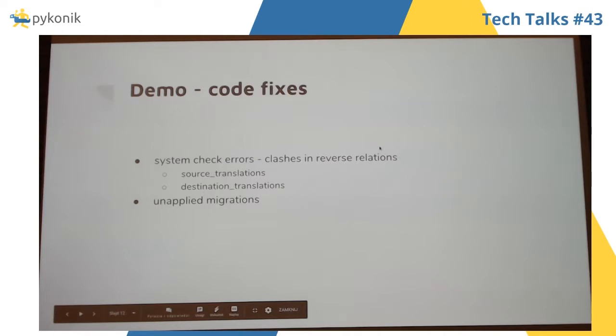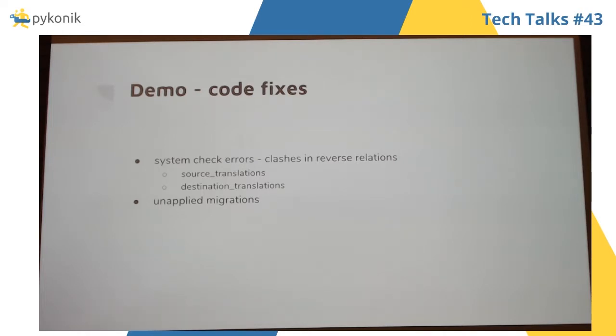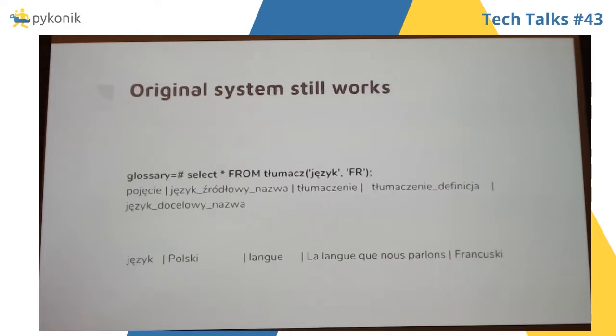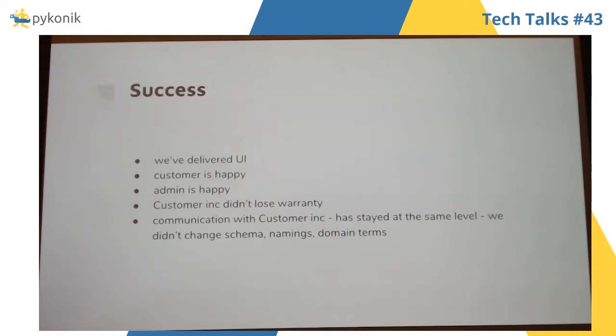Yeah, so we've eliminated system check errors and unapplied migrations also. We registered models to the admin, added strings so it's usable in the admin interface, and we've checked that the original system works. So great success. We've delivered UI. Customer is happy. Admin is happy. She has less work. Customer incorporation didn't lose warranty, and communication with customer is at the same level.